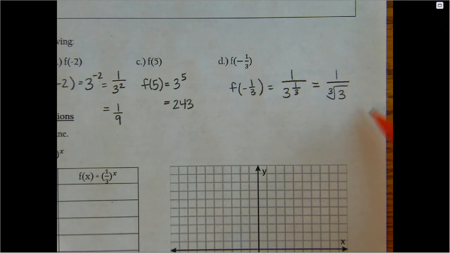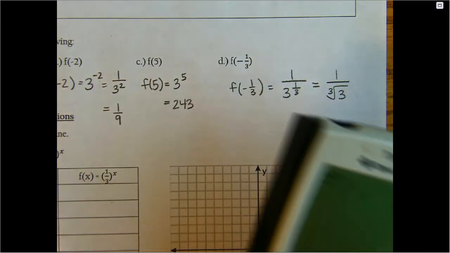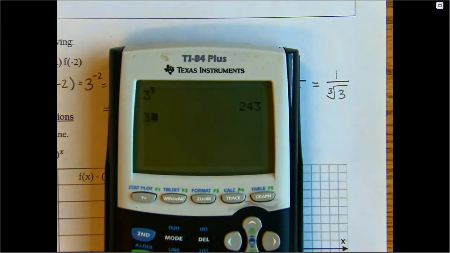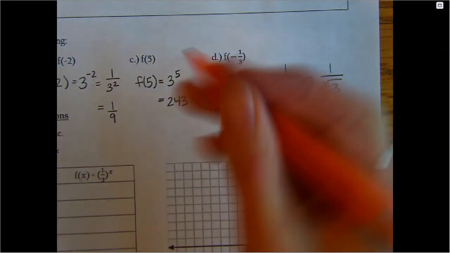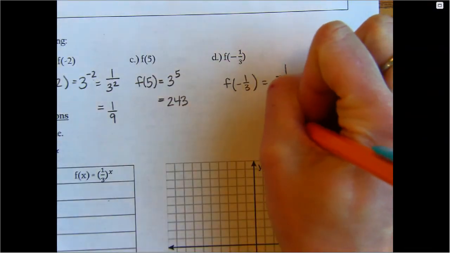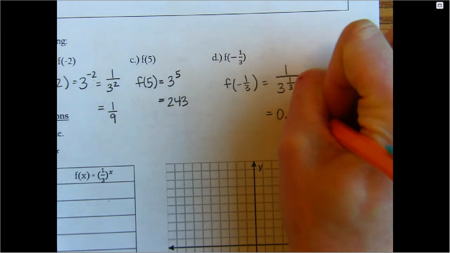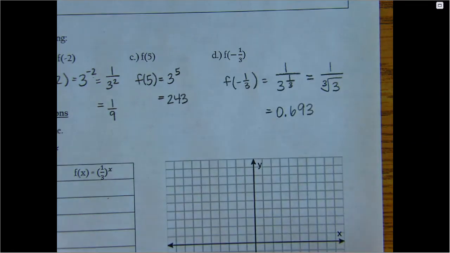So typically we would rationalize this. You'd have to ask your teacher how they'd want you to write something like this. They might just say, go ahead and estimate it. If that's the case, then I would just type in 3 to the negative 1/3, and give the estimated answer, so about 0.693. Okay, it just kind of depends on how your teacher wants you to write it. I always like to give the most exact answer possible.